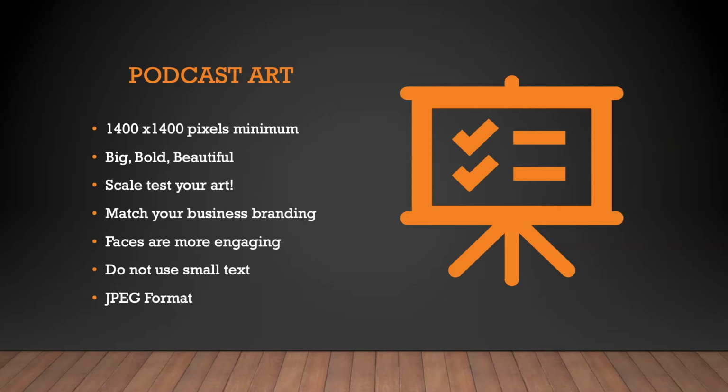Now, we also are going to scale test our art. It's very important because the art file is actually going to show up very small on mobile, which is where most people are listening to podcasts. So we want to be very sure that somebody can see our art the right way on a phone. I want you to match your business branding. So if you've got a blue and black website, I don't want you to create art that is pink and purple. We want to stick with our business branding.